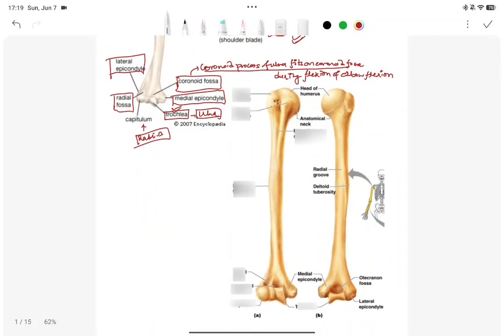So this is the humerus. This is the lesser tubercle. This is the greater tubercle, and this is the head of the humerus. This is the anatomical neck. This is the surgical neck. Okay, this is the bicipital groove, or intertubercular sulcus.